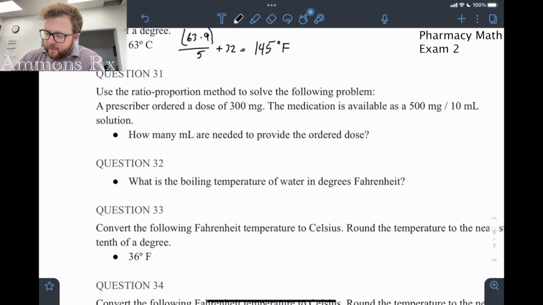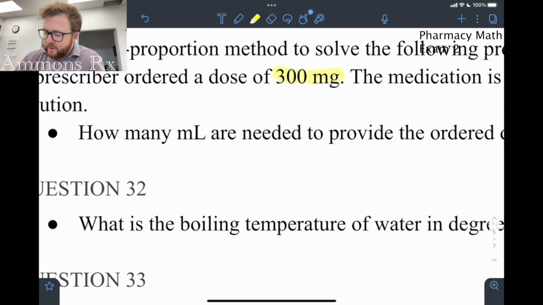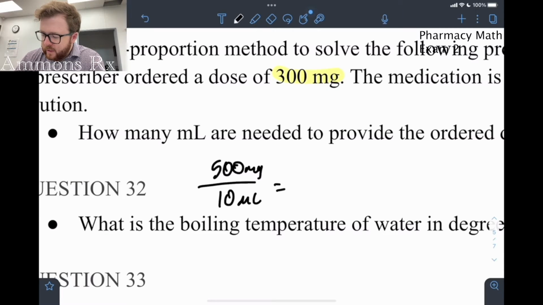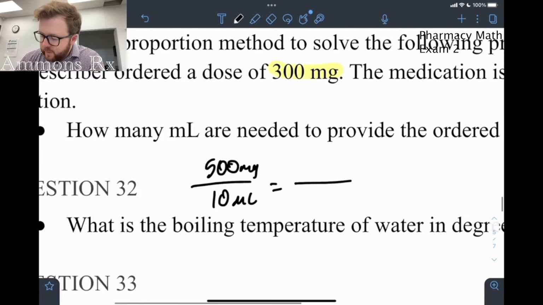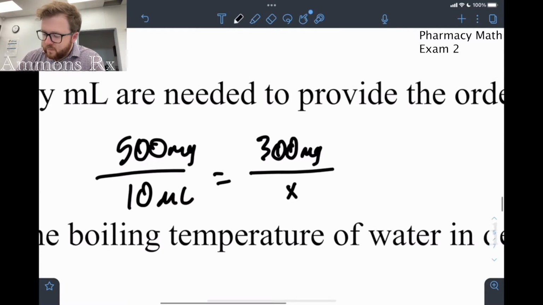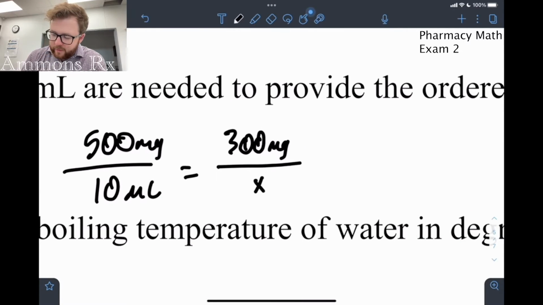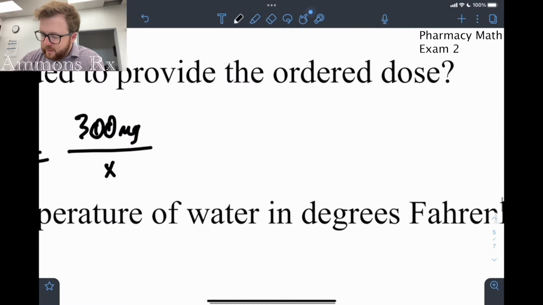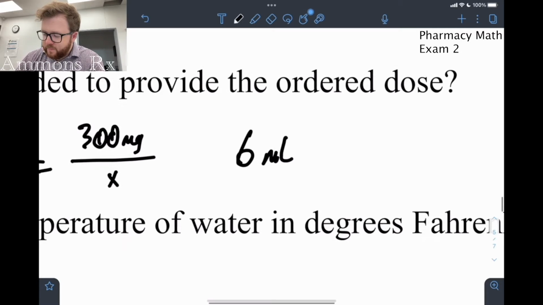Okay, a prescriber ordered a dose of 300 milligrams. It's available as a 500 per 10. How many mils are needed? Well, it's in 500 per 10, and we only need 300. 300. So I'm going to do 300 times 10 divided by 500, and I'm going to get 6 mils.